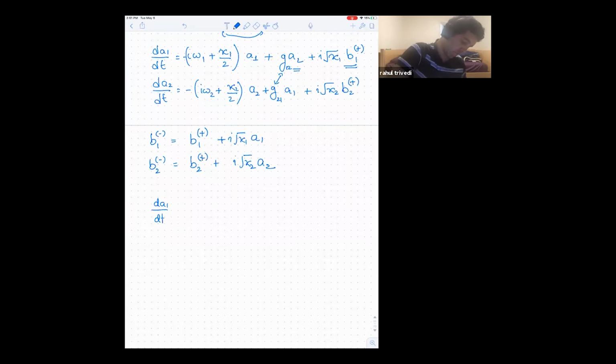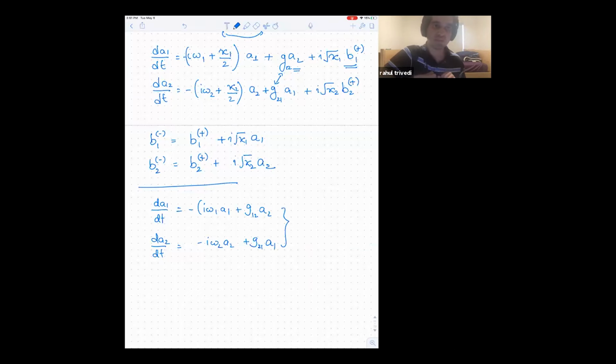dA1 by dt is equal to minus I omega 1 A1 plus G12 A2. And dA2 by dt is equal to minus I omega 2 A2 plus G21 A1, right? And for this system of equations to be energy conserving, you'll realize that there is a constraint on G12 and G21. So in fact, G12 should be equal to minus G21 star.